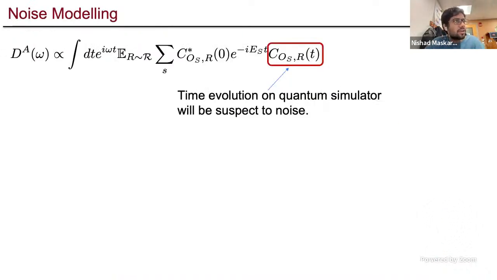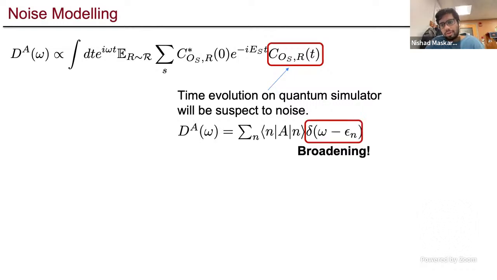So, and one last thing. This time evolution in general will be subject to noise. And noise in general will lead to broadening when you compute the Fourier transform.